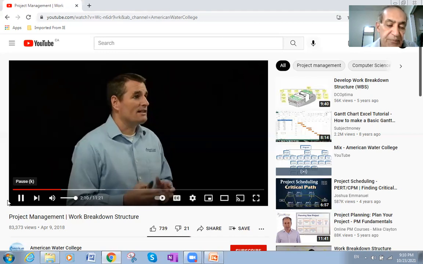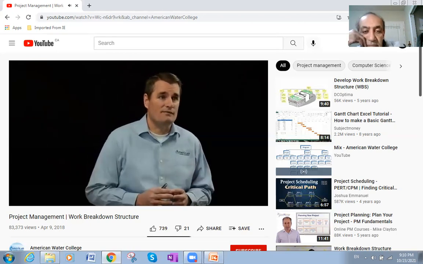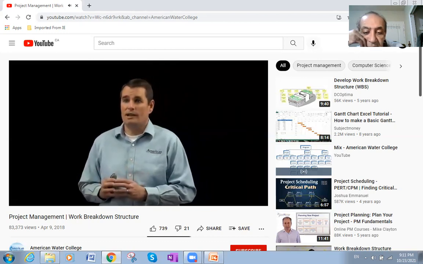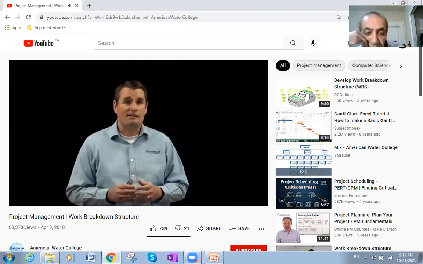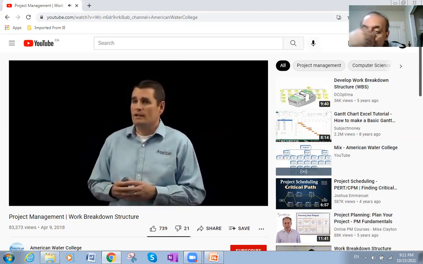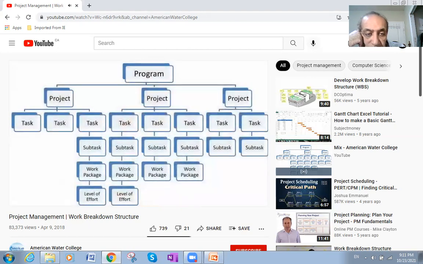Okay. The key here is that the work breakdown structure is designed to capture all of the tasks involved with the project. Don't get bogged down by thinking sequentially at this point. Just identify the major tasks involved with the project and then break those down. The typical work breakdown structure will have 3 to 6 levels, and it might look something like this.